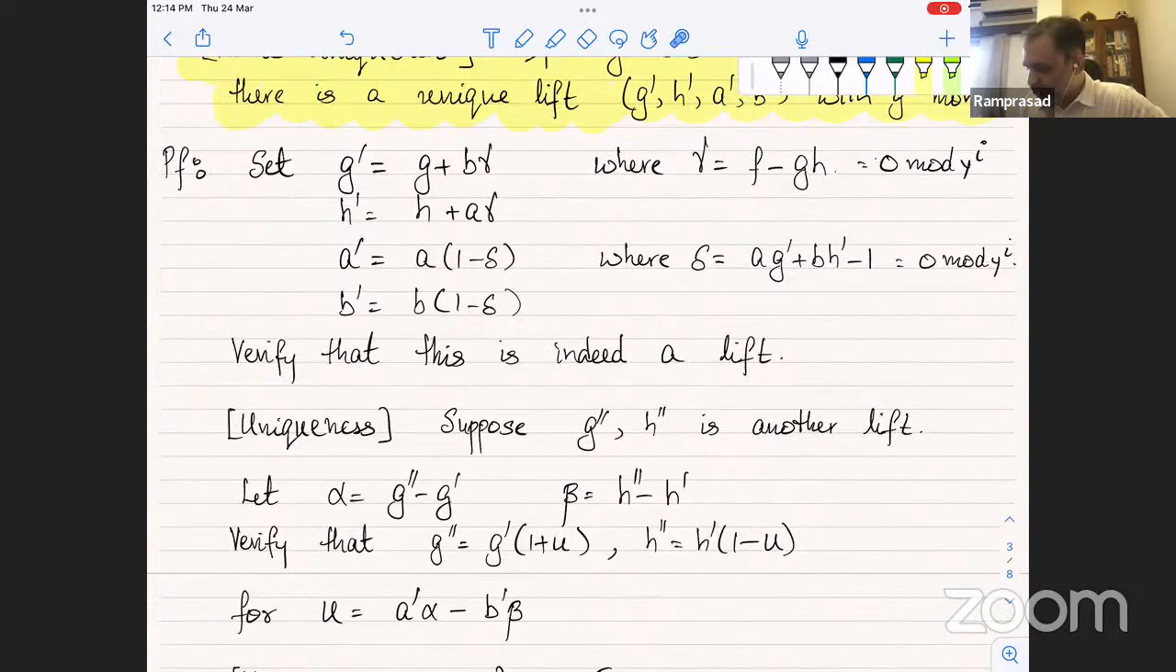I mean, the U that works is something that I have written here. That is, if somebody gave you a different lift, let alpha be their difference in the G's and beta be the difference between the H's. And if you set U to be equal to this particular term, it turns out that G prime and G double prime are related by this U, and H prime and H double prime are also related by this.